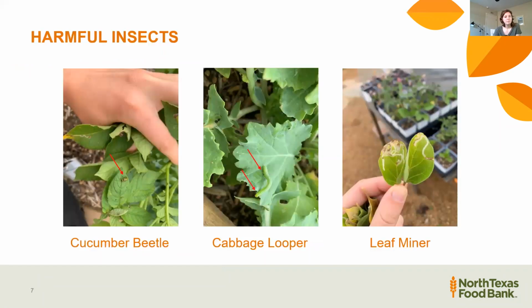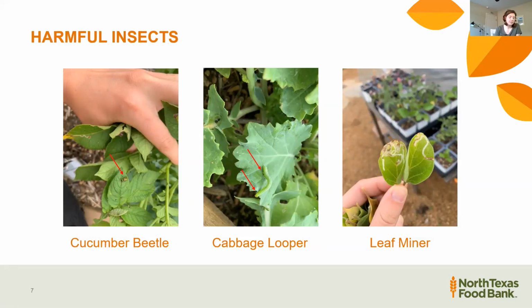Okay, so I want to just point out a few more harmful insects to you. We didn't talk about the cucumber beetle, but the left picture is a cucumber beetle. It's very distinct with its little round body. It's got a yellowish green body, and it also has black dots on it. Cabbage looper is a green caterpillar, and it has legs in the front and the back, and it makes that looping motion whenever it moves with its body.